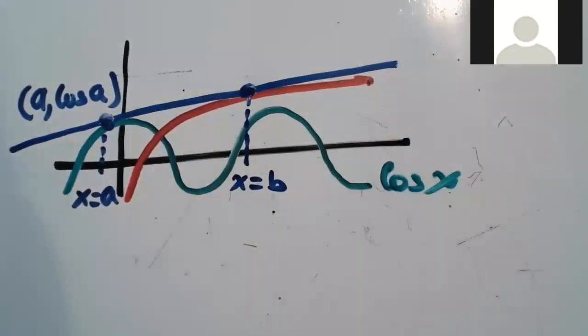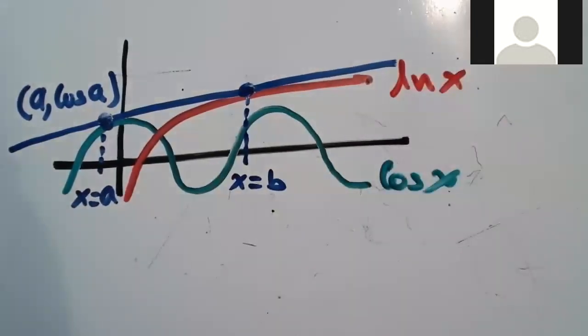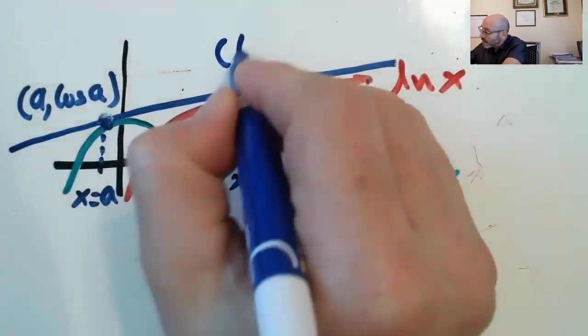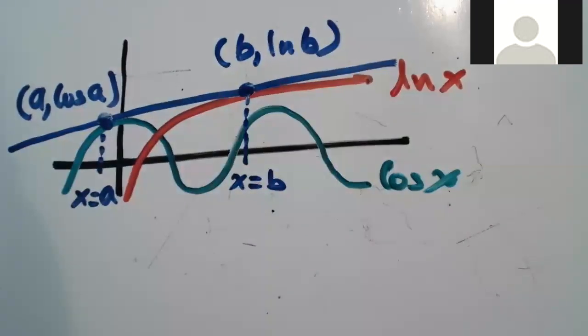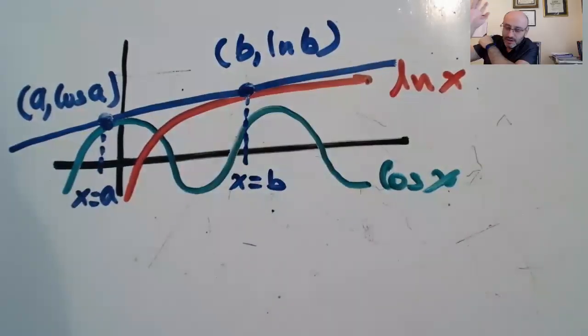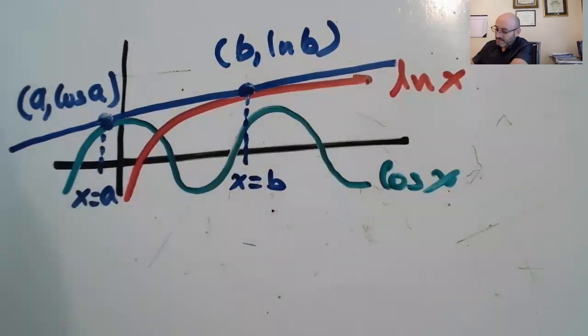The red one is ln. So it's b, comma, ln of b. Correct. You can name it differently if you like, but those are the letters I chose. You can name this x1, x2, whatever makes you happy. All right, so I now have two points on that line, correct?